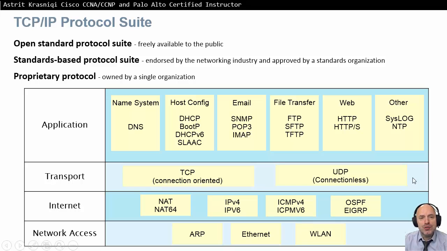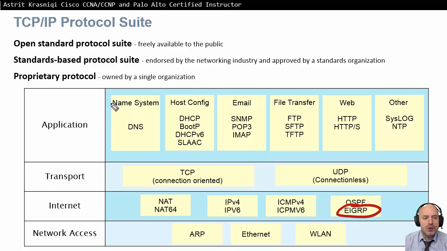And here is a protocol suite. So for example, we have an open standard that is freely available to the public. We have a standards-based protocol suite endorsed by the network industry and approved by a standards organization. And we have a proprietary protocol owned by a single organization. In this slide, I have only one proprietary protocol, and this is Cisco EIGRP, Enhanced Interior Gateway Routing Protocol. It's owned by Cisco, but Cisco made it so in 2012 other companies can use it. So it made it open, but still owned by Cisco.